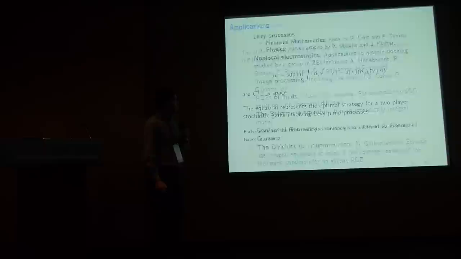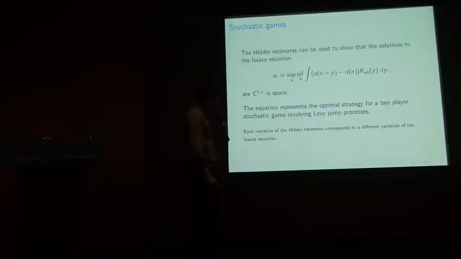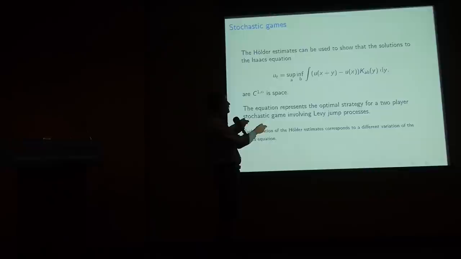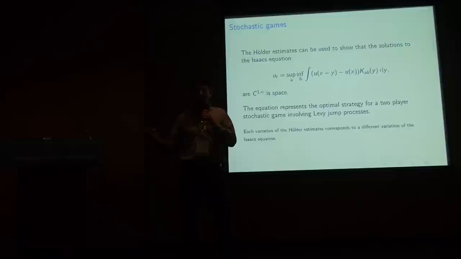All right, so if we take the Hölder estimates, the results that I was mentioning, the first canonical application of those results is for the Isaacs equation. The Isaacs equation comes from the study of the optimal strategy in a zero-sum stochastic game. So we have a Lévy process, a purely jump Lévy process, but there are some parameters that we can adjust that modify the way in which the process jumps. We follow the process, and after some period of time, we get a payoff function depending on where the process ends.